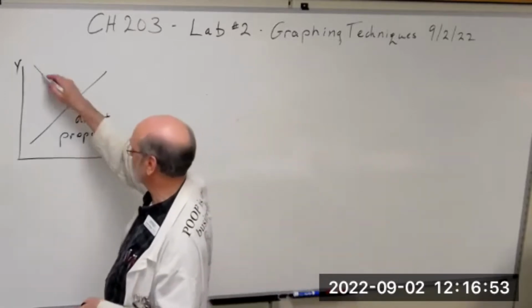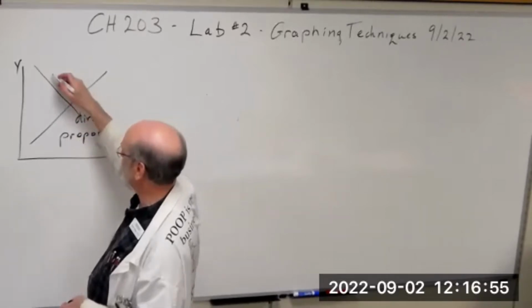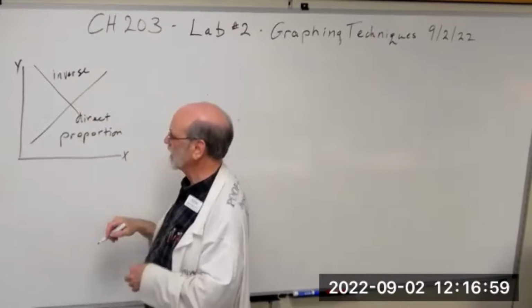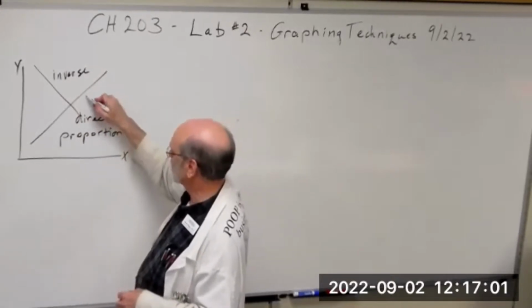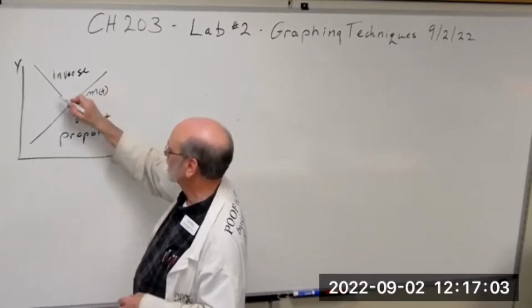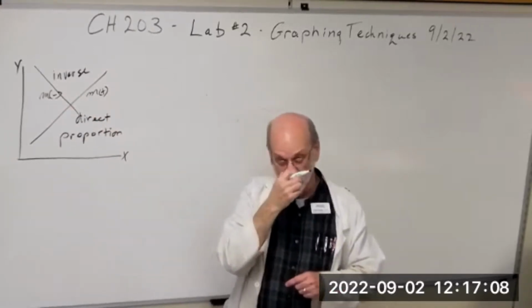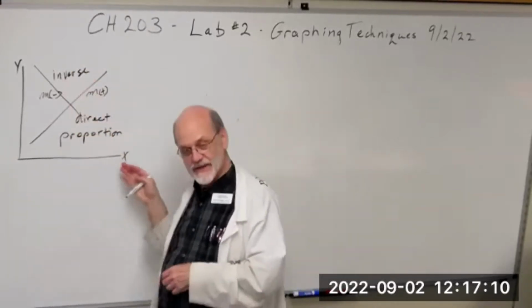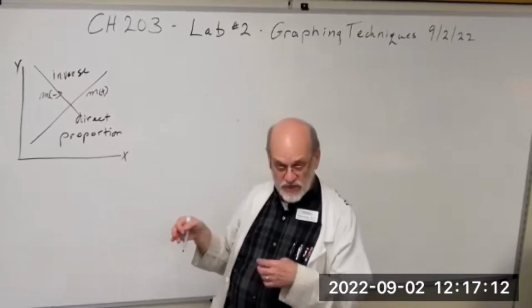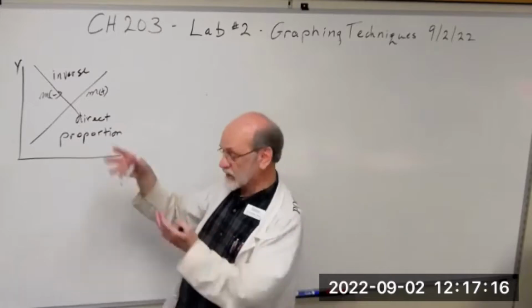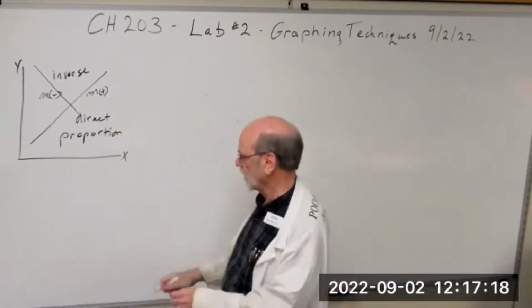So if our relationship went this way, it would be an inverse relationship. And the slope here is positive, this slope is negative. Right? So y is decreasing as x increases. So the change in y is negative, which makes the slope negative. Okay.